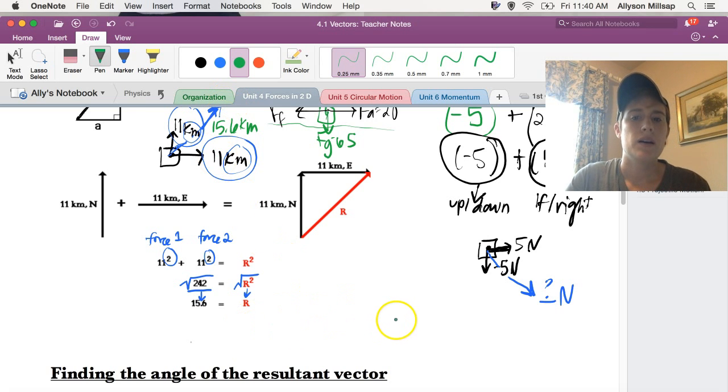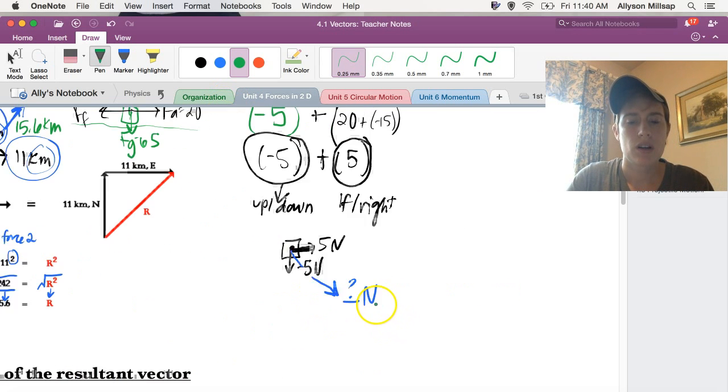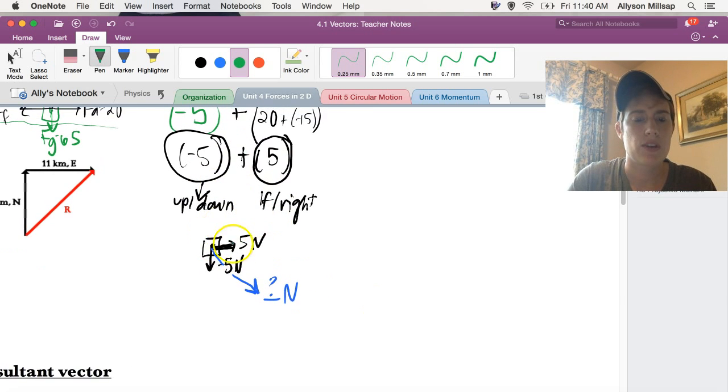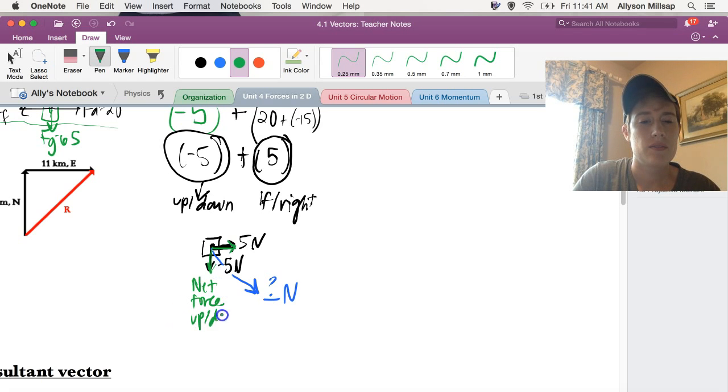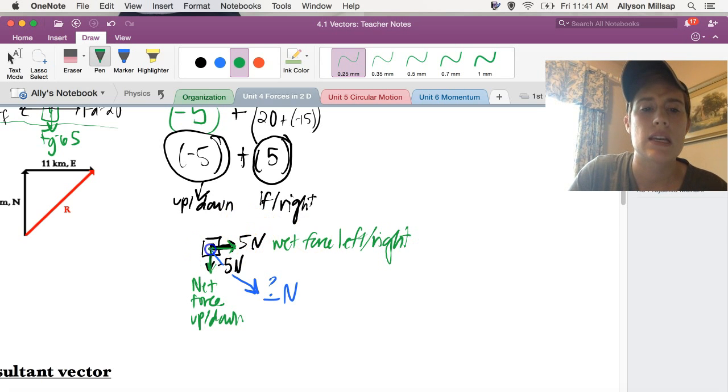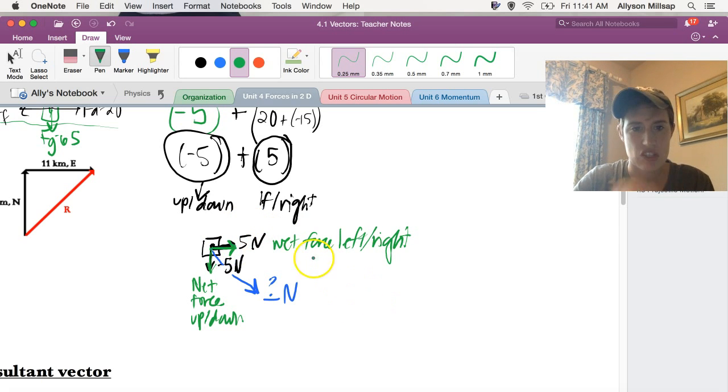Okay, let's try one more example. Let's use the example over here that I said. We're pushing it downward with a force of 5 newtons. We're pushing it to the right with a force of 5 newtons. And by the way, this is the net force of the up and down, and this is the net force of the left and right. So it's not that I'm pushing it 5 newtons, it's that that's the net force of it going this direction.